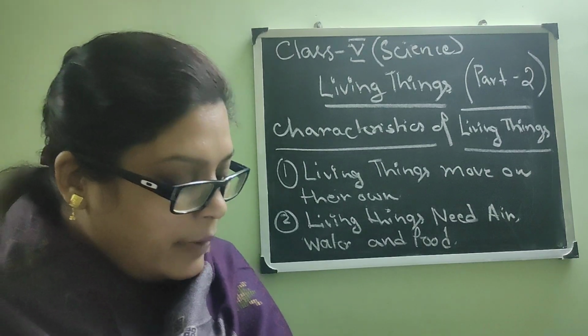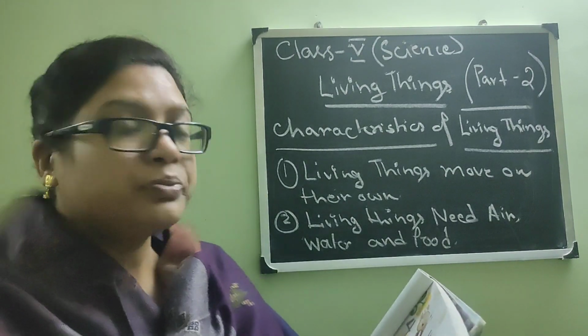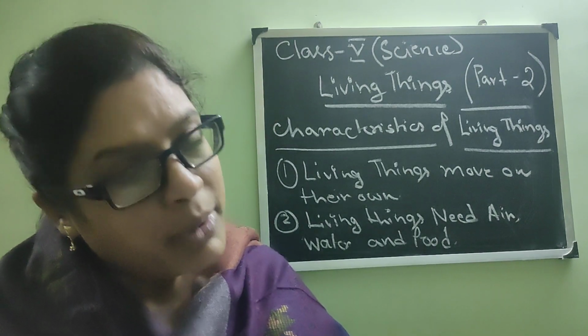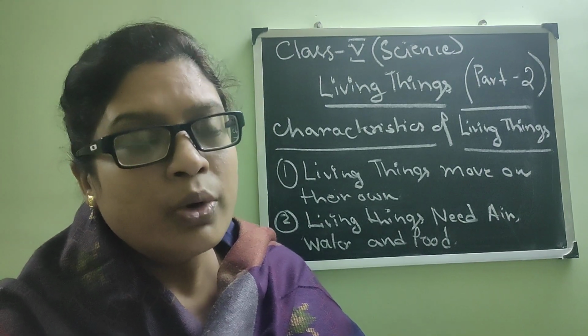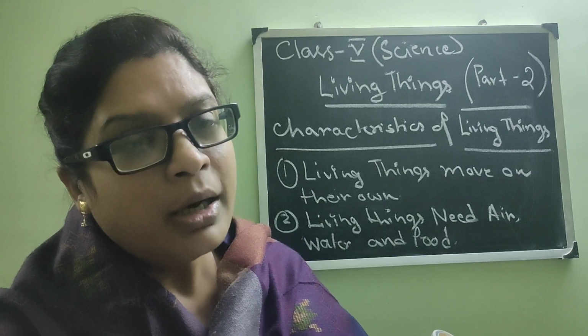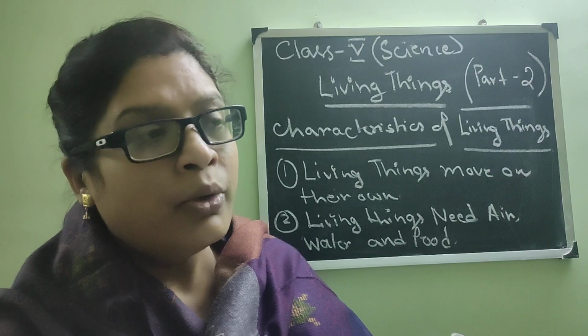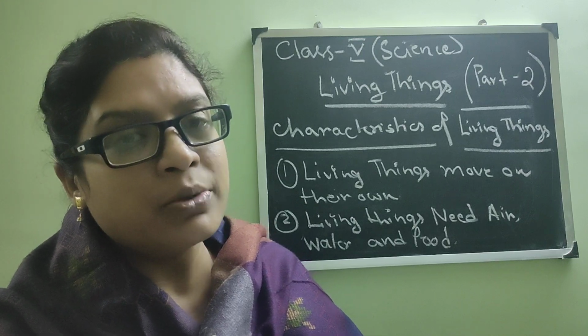First point is living things move on their own. Now see, we are also living things, animals are also living things. So they move from one place to the other in search of food, shelter, and to escape from enemy. Animals move from one place to the other.